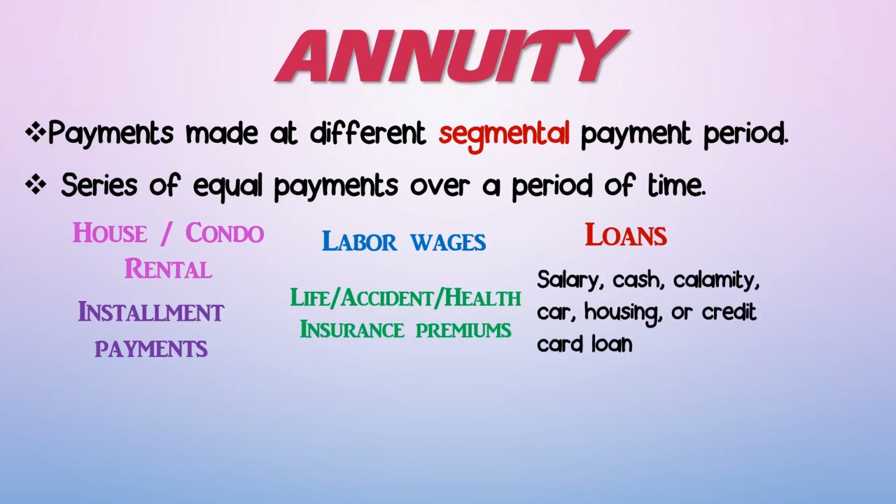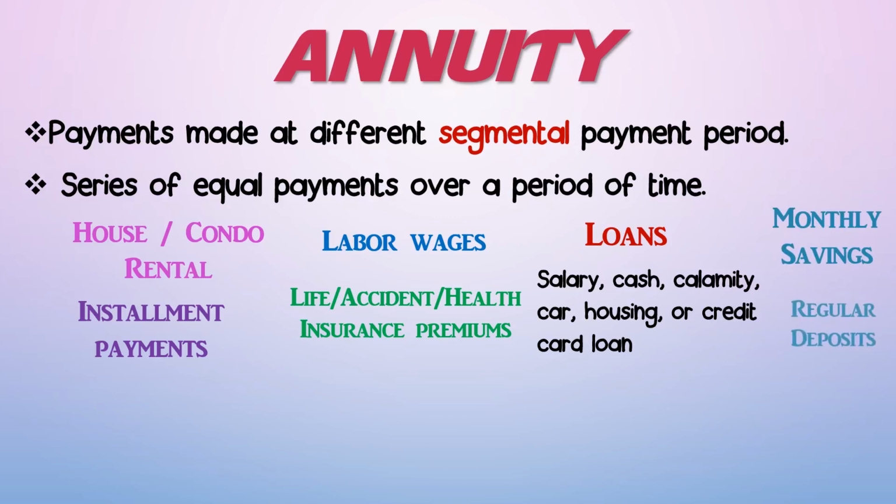Another example are loans. Different types of loans. You have salary loans, cash loans, calamity loan, car loan, housing loan, or credit card loans. So, payment for this type of loans can be deducted through your salary, or you can pay it through a bank account or through banks over the counter.